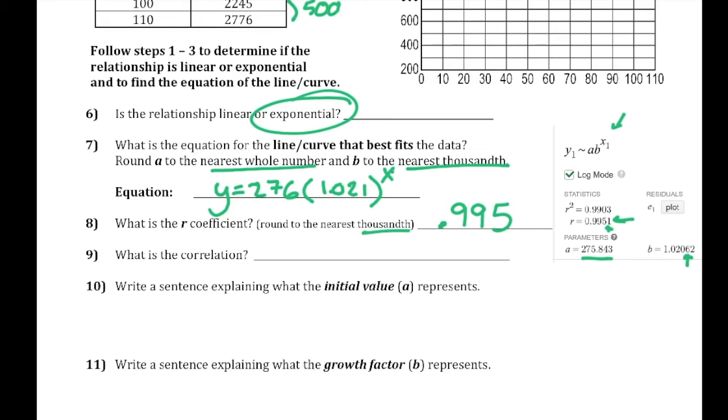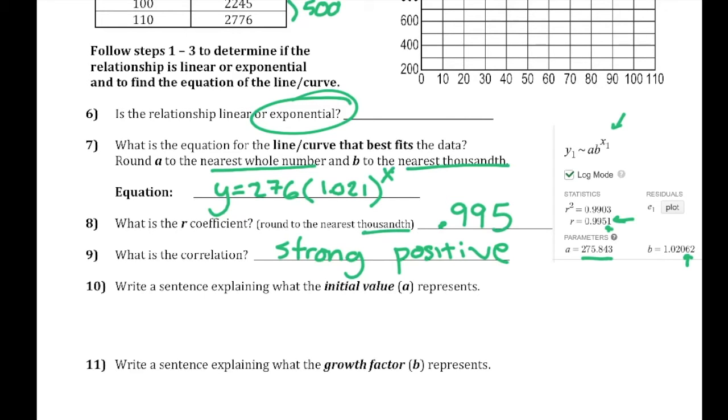So how do we describe this correlation? Again, it's a strong correlation because it's so close to 1, and it's positive because it's a positive value. So we have a strong positive correlation.